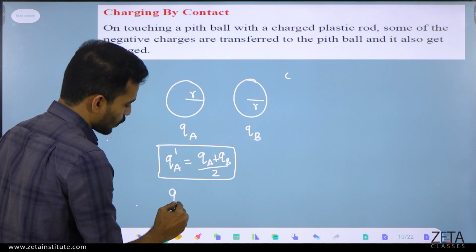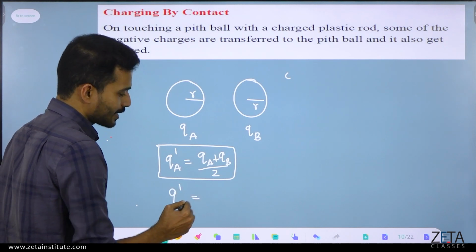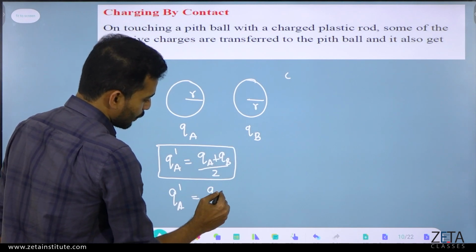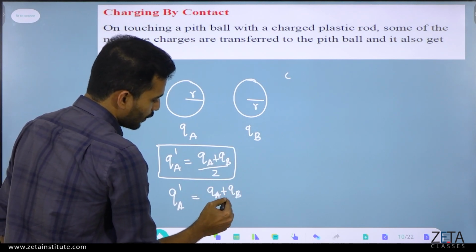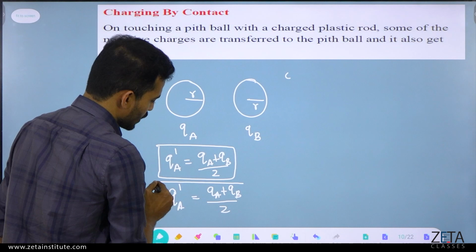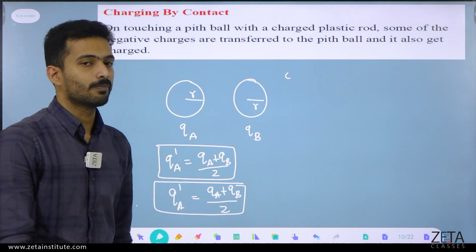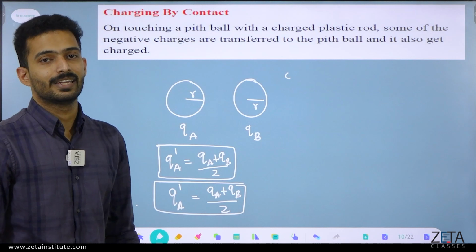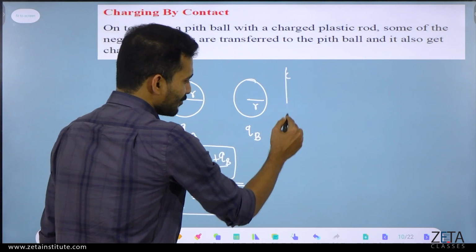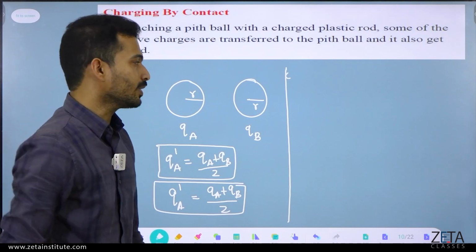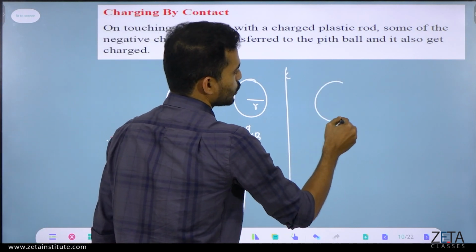What is the charge on the second body? The charge on the second body is also given by (QA + QB)/2. So QA' is equal to (QA + QB)/2 if they are identical. Then, if two spheres are not identical, listen, consider two spheres.